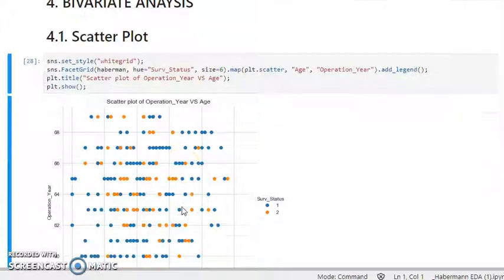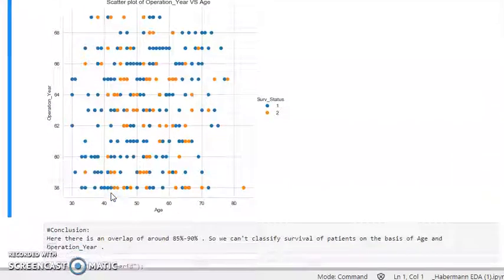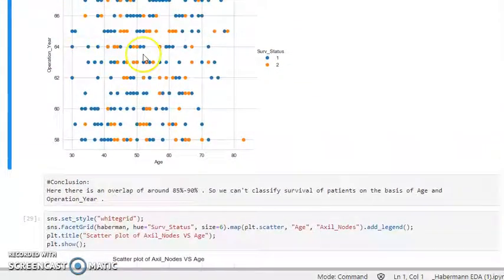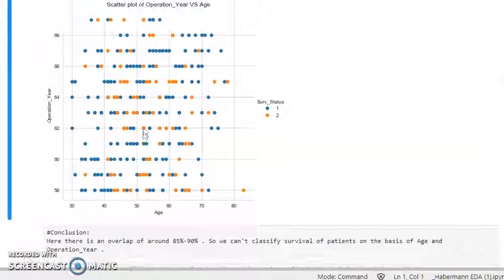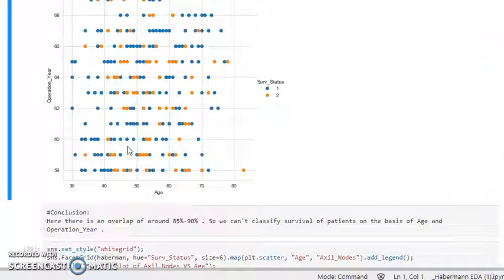Now let's look at the analysis part. The main thing is that we must have sharp eyes. We must be able to analyze the given graph, the given plot. That is one of the best qualities a data scientist has. So we can see there's a huge overlap here, around 80 to 90% as I see with the naked eye. So I don't think that we will be able to classify the survival status of the patient, where blue represents yes and orange represents no, on the basis of this age and operation year feature. So that's pretty hard.